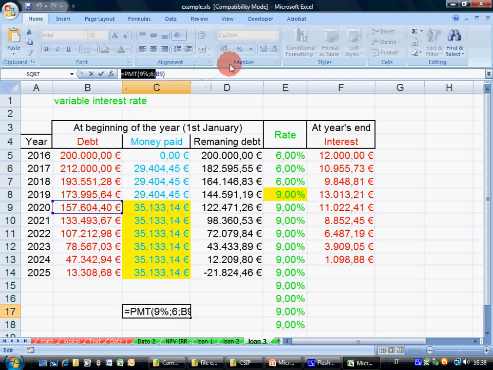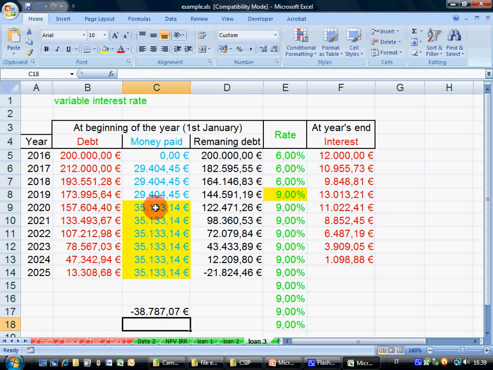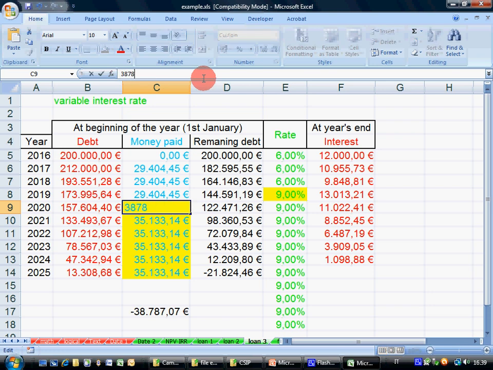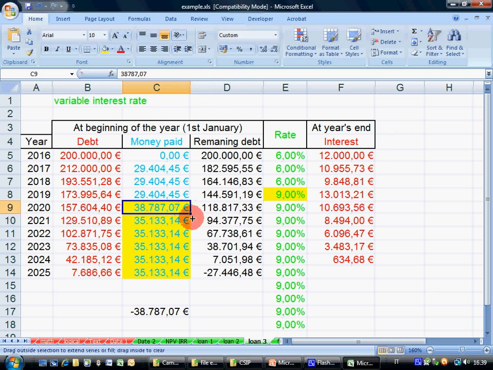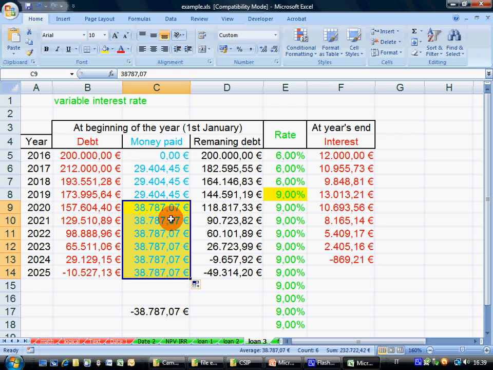Okay, so you may also be tempted to say, okay, the debt is this one. So I take the debt of the previous year, exactly as I've done here. In order to calculate this 29,000, we have taken 200,000, so the debt of the previous year. But unfortunately, also this one is wrong. 38,000, well, if you try to put it here, 38,787.07, you will clearly see that it's wrong. It's wrong because this number here does not include what you have paid on the previous year.